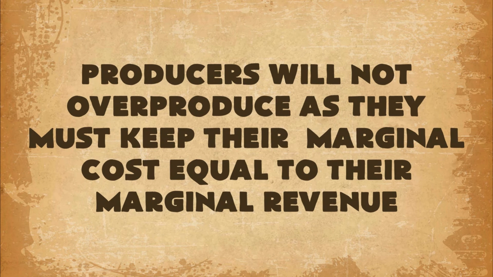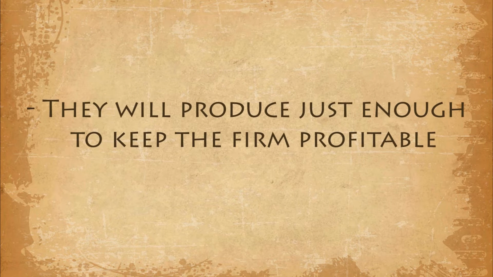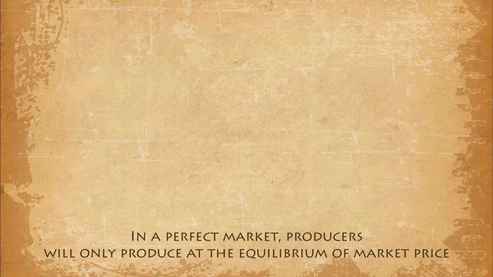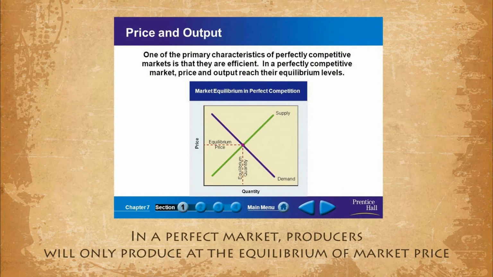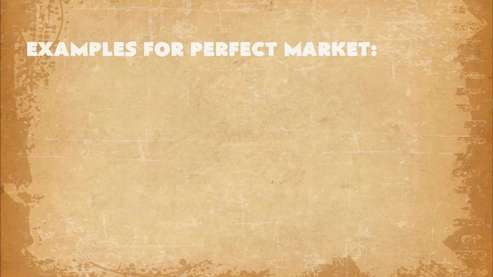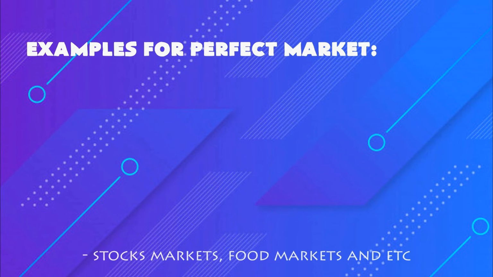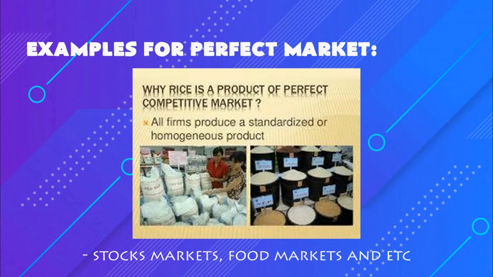Producers will not overproduce as they must keep their marginal cost equal to their marginal revenue. They will produce just enough to keep the firm profitable. In a perfect market, producers will only produce at the equilibrium of market price. Examples of perfect markets are stock markets, food markets, and so on.